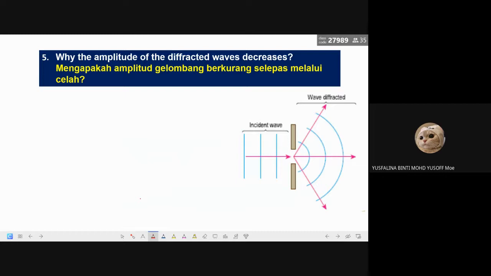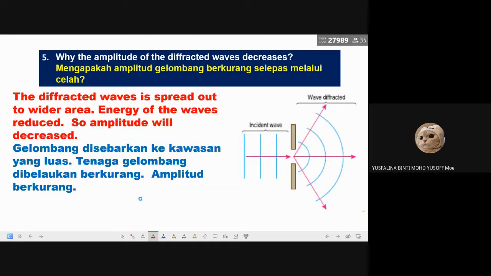Why does the amplitude of the diffracted wave decrease? The diffracted wave is spread out to a wider area. You can see it being spread out to the wider area here. When it spreads out to the wider area, the energy will be reduced, so the amplitude will decrease.